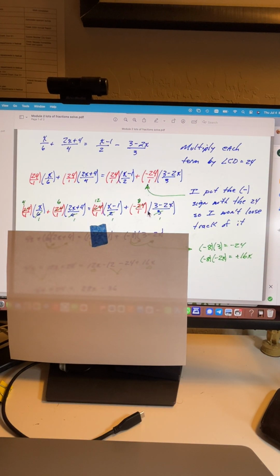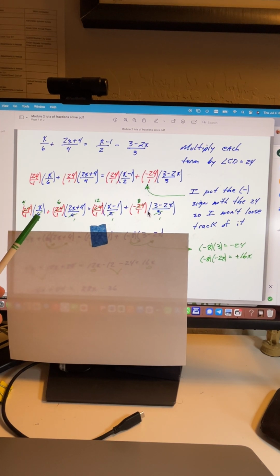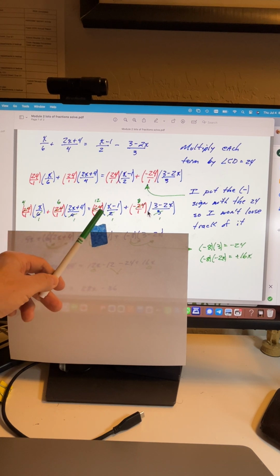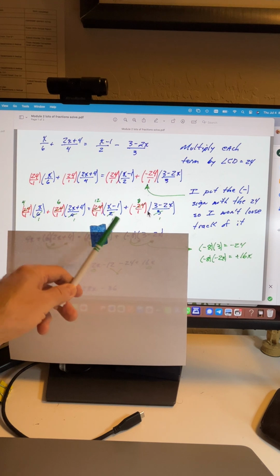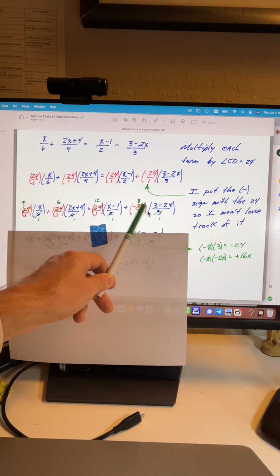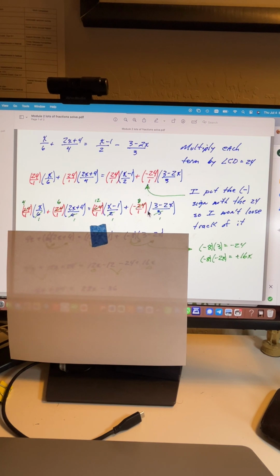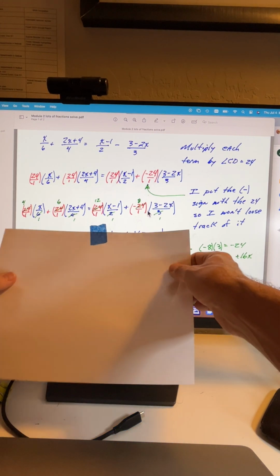So now I start my multiplying. Big, long problem like I told you. Well, 24 over 6, that's just 4. So I'm reducing 6, and 24 divided by 6 is 4. 24 over 4 is 6. So 4 goes into 24 6 times. 24 over 2 is 12. 24 over 3 is 8. And that negative sign, it's still with the 8.